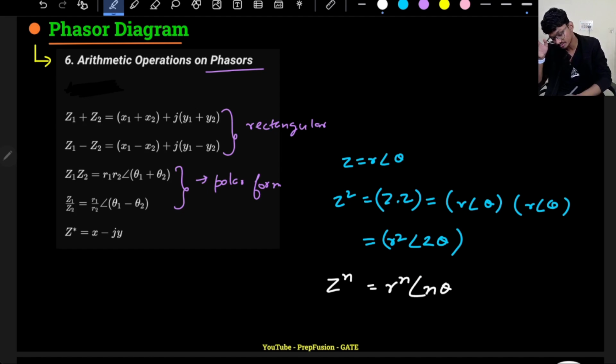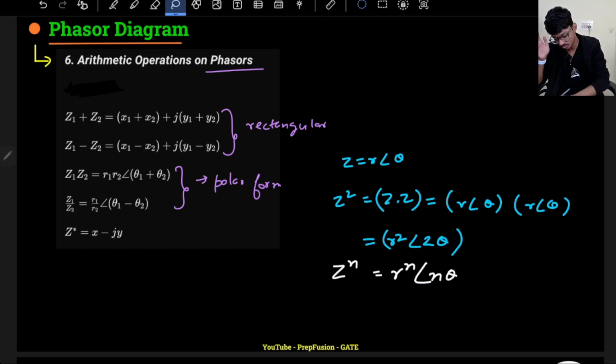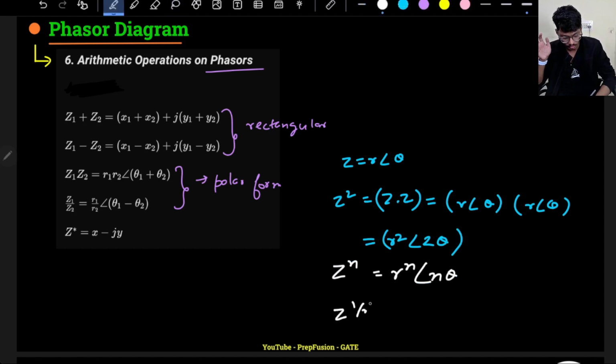Now let's say if I have z raised to power 1 by n, that is like a square root, under root kind of thing, right? Z raised to power 1 by n, powers will change. It will be simply r raised to power 1 by n, and here instead of theta it will be theta by n. That's it. So these things you should keep in mind if you are performing some operations.